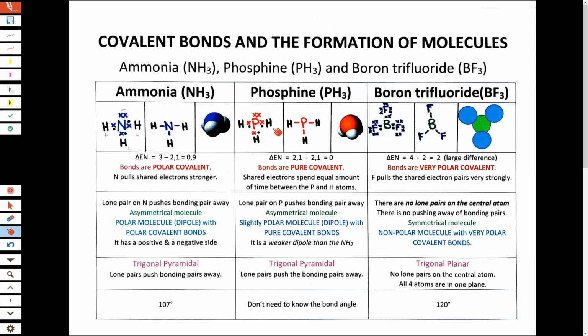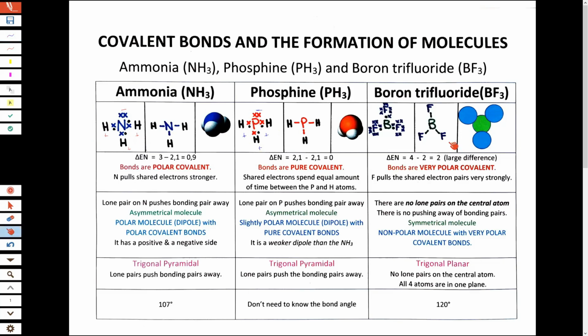But I need you to notice that this lone pair causes this molecule to be asymmetrical. It's not a symmetrical molecule. So these lone pairs are negative electrons. They are going to make this molecule slightly more negative there and more positive around here where the hydrogens are. Okay, so this molecule is a dipole and this molecule is a dipole, even although it has pure covalent bonds.